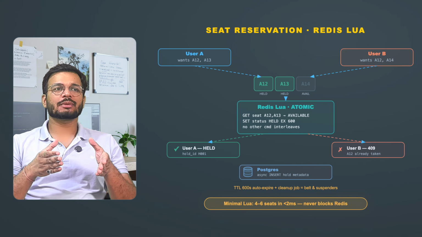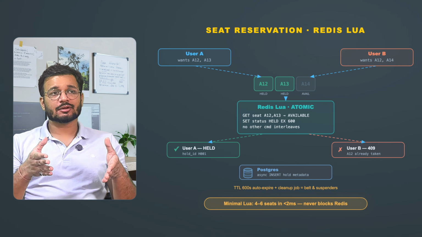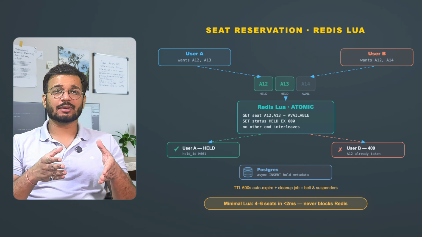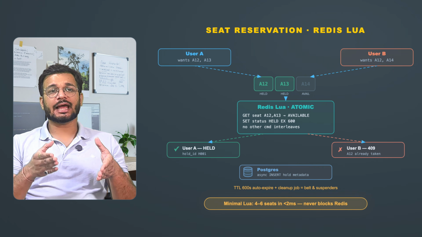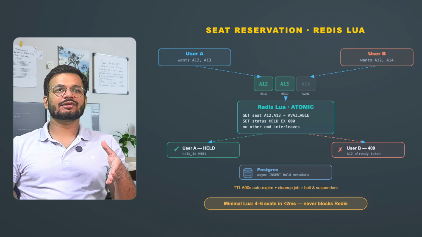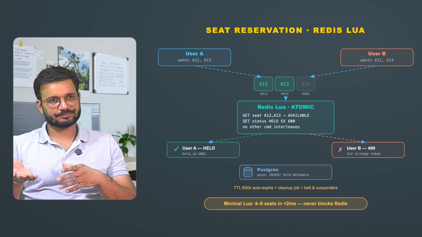Now, what about the hold expiry cleanup? Redis TTL automatically expires the status key after 600 seconds. But we also run a background check that scans the hold table for the expired holds. If expired_at is less than now and status is equal to active, it will explicitly free those seats both in Redis and Postgres. The belt and suspenders: Redis TTL is the fast path. The cleanup job is the safety net.